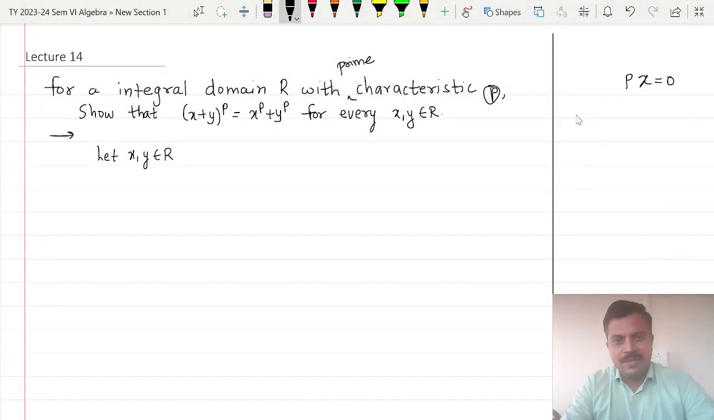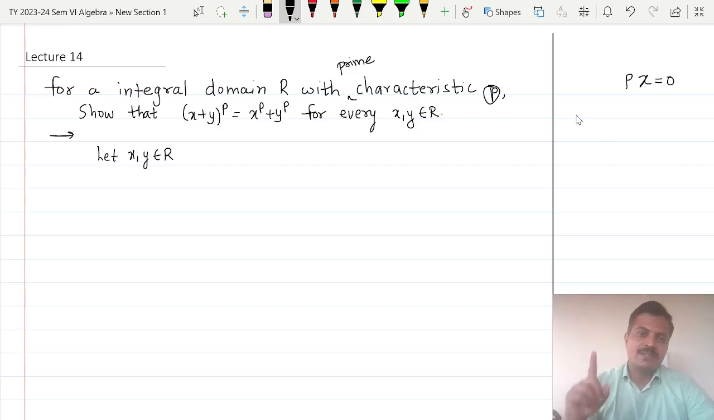Hello, in this class we are going to prove that in an integral domain R with prime characteristic p, (x + y)^p is actually equal to x^p + y^p for any two elements x, y of the ring R. So here we are supposed to note a few things.